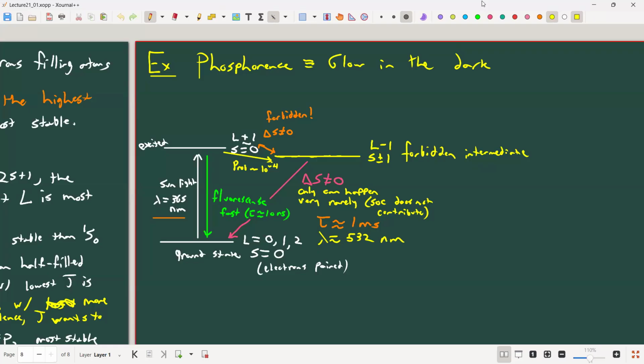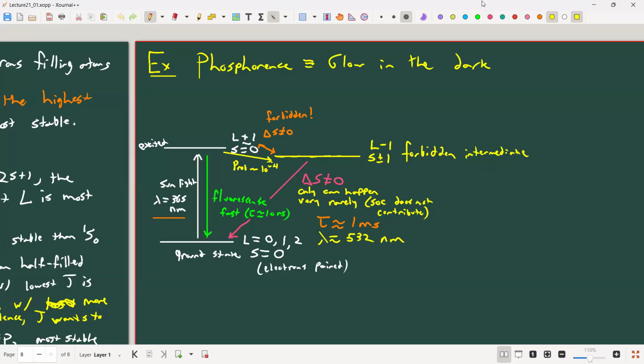So now you have molecules trapped in this intermediate state, and they need to get back down to the ground state. That's forbidden as well, for the same reason this was forbidden. But it's even harder to do this because they're so far apart in energy. The further apart they are, the harder it is to facilitate that transition. So they get stuck in here.